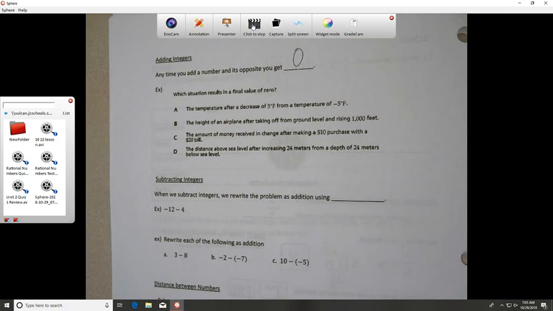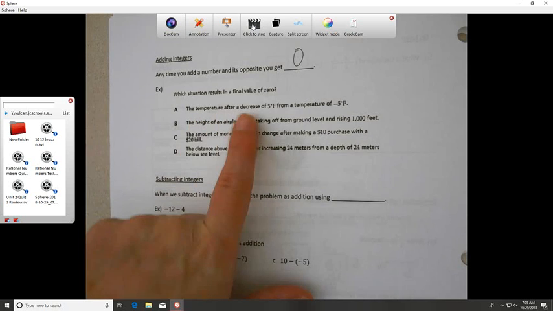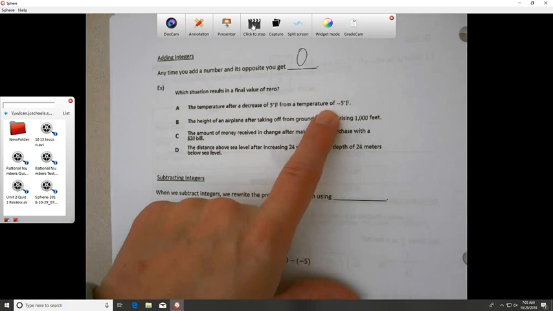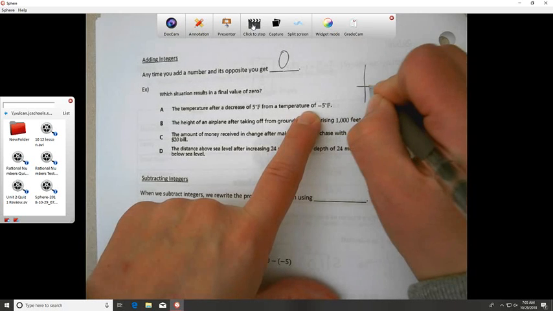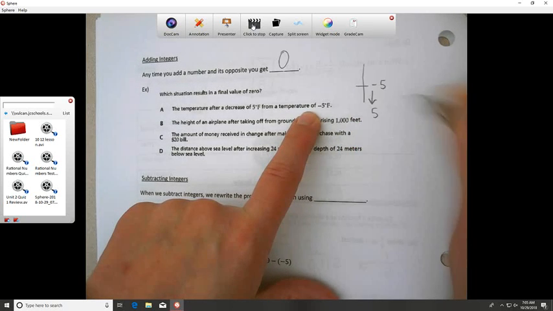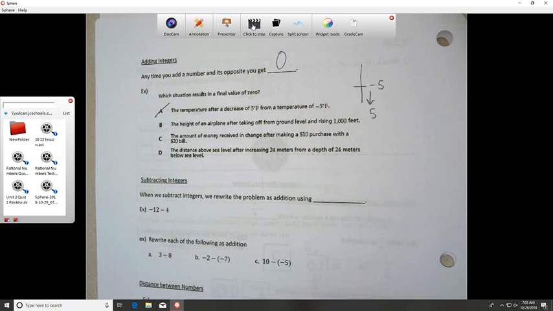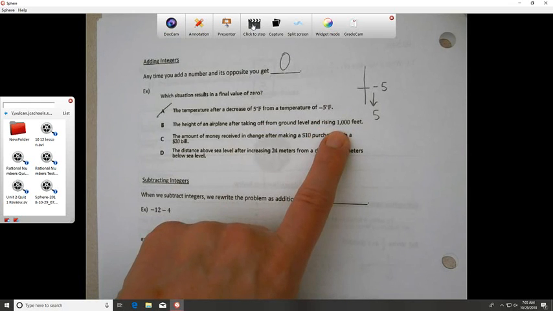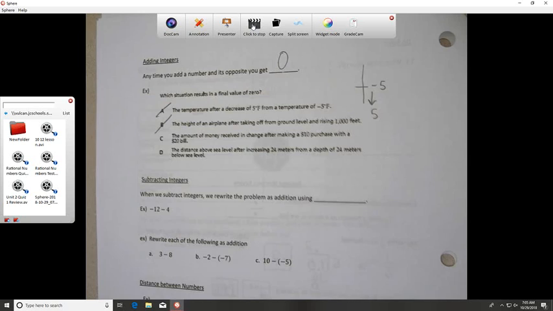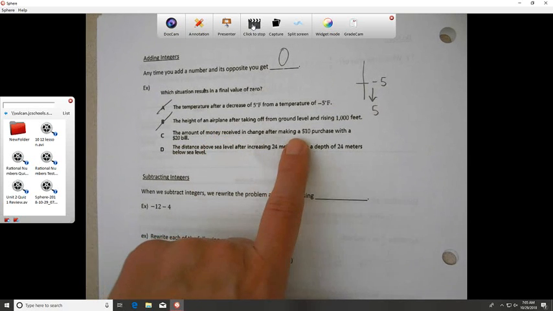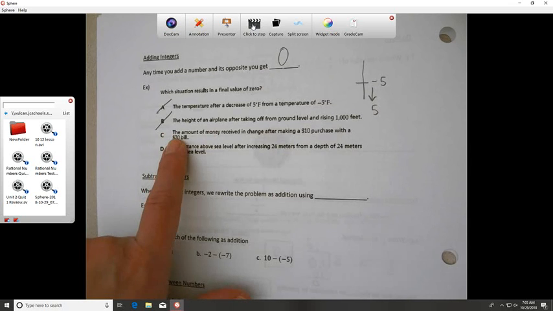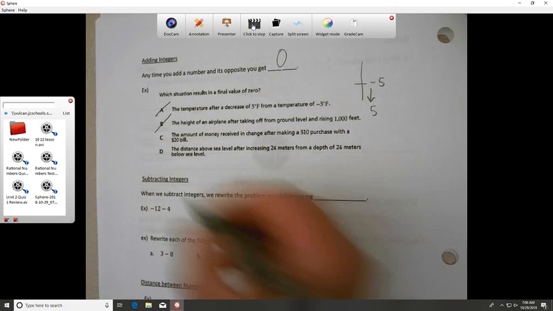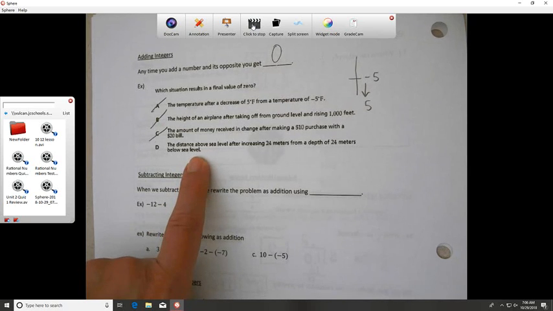So here it says the temperature after a decrease of 5 degrees from a temperature of -5. Well, if you picture a thermometer, if I'm at -5 and then I go down 5 more, that's not going to put me at 0. The height of an airplane after taking off from ground level and rising 1,000 feet. That's not talking about adding a number and its opposite. The amount of money received in change after making a $10 purchase with a $20 bill. Also not talking about a number and its opposite. And then the last one, the distance above sea level after increasing 24 meters from a depth of 24 meters below sea level. So 24 below sea level would be -24.